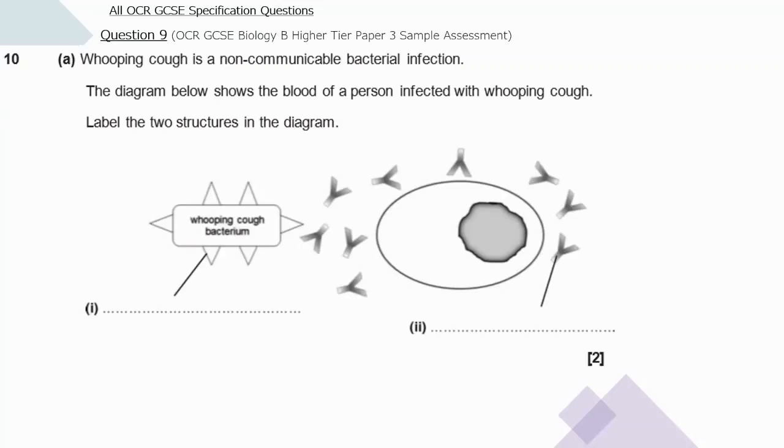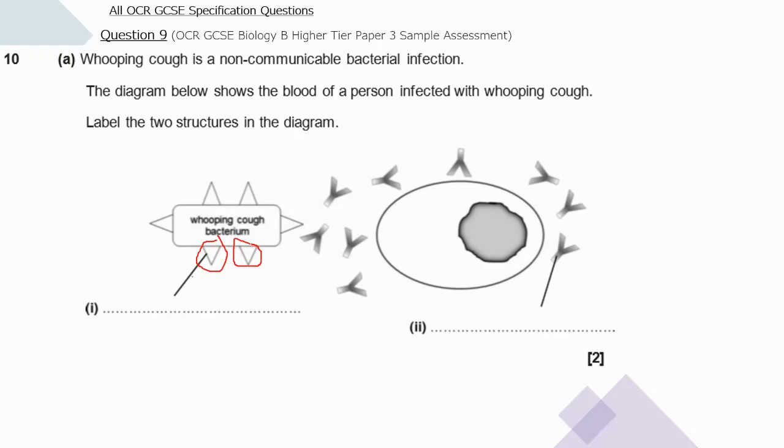Question 9. Whooping cough is a non-communicable bacterial infection. The diagram below shows the blood of a person infected with whooping cough. Label the 2 structures of the diagram. So we can see we've got a whooping cough bacterium here, and it has these little triangles on the outside, and there is actually a line pointing to one here. So we need to write down what this is.